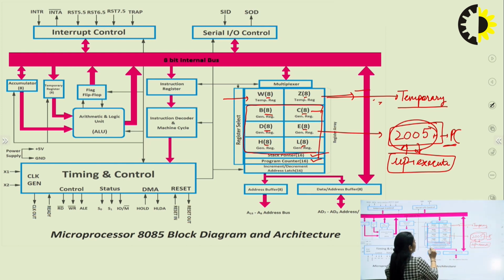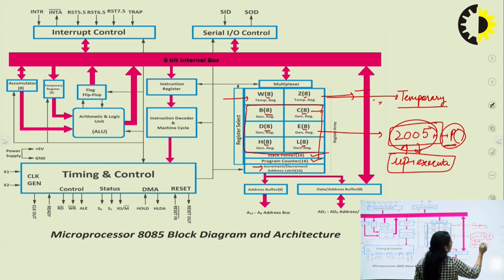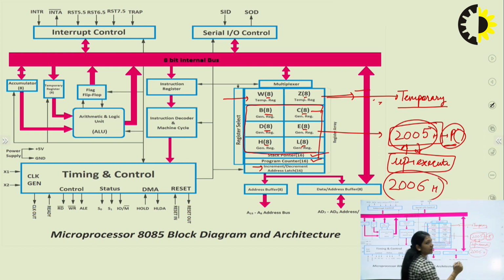For that we use increment. Suppose the program counter will have to store the next location. It will be 2006. How is it possible? It is done by increment. And if we have to do decrement, it will decrement by 1. The decrementer will be used for the stack pointer. Next is our address latch.